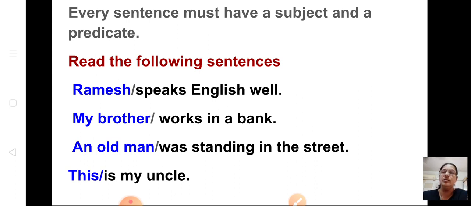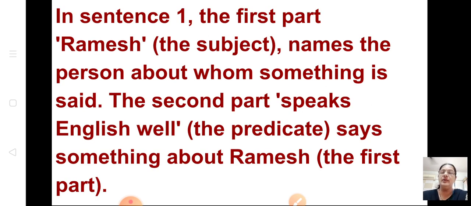Now shall we do one or two exercises related to subject and predicate? Okay. So let me explain, before that, the first sentence. "Ramesh speaks English well" was the first sentence. In the first part, which is the subject here? Ramesh. That is the subject. It names the person about whom something is said. We are talking about whom? Ramesh.